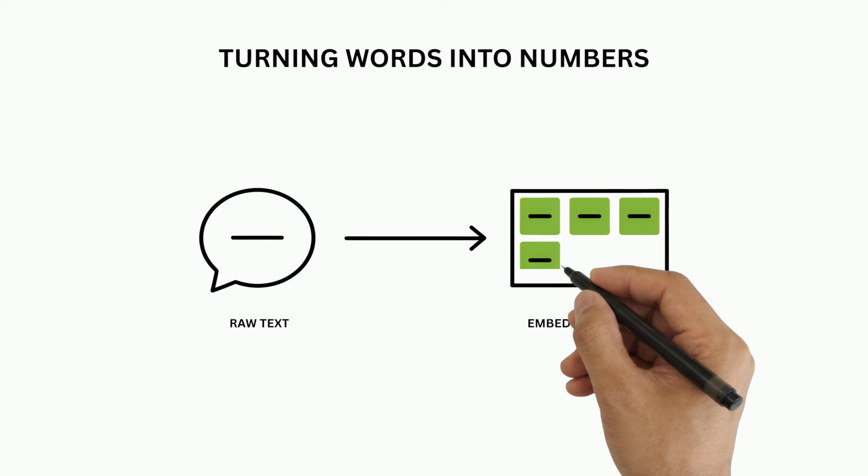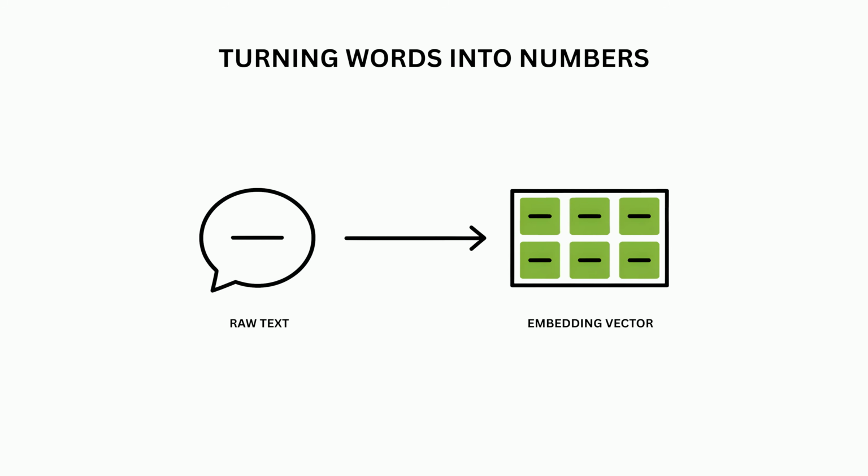The answer is embeddings. An embedding is a list of numbers, a vector that represents a piece of text, a word, a sentence, even a whole document. Instead of storing cat as the letters CAT, a model stores it as something like a string of a few hundred decimal numbers.